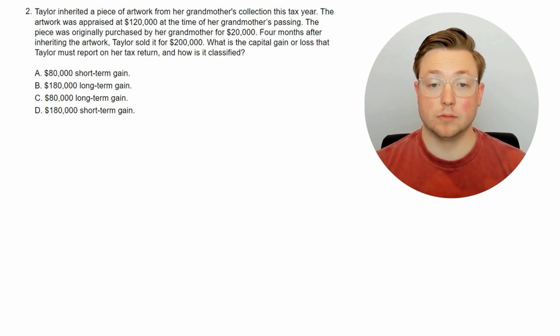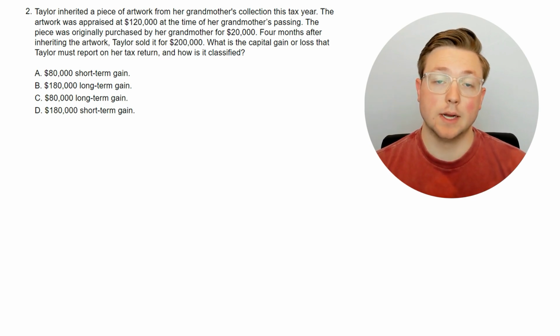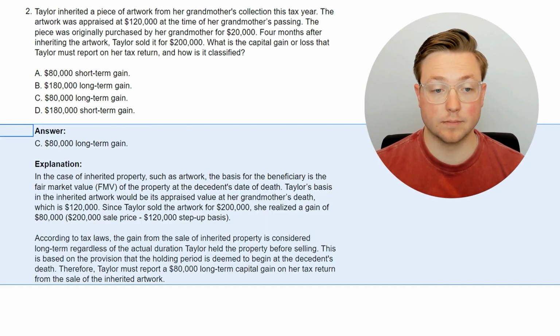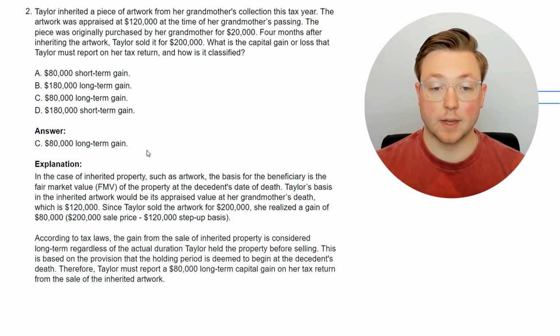All right, so we literally just learned most of the rules for how this works in the last question. So take a second, pause the video, and see if you can already apply what you learned and get the correct answer. And when you're ready, come back and we'll look at the answer. All right, let's go ahead and look at the answer. $80,000 long-term capital gain.